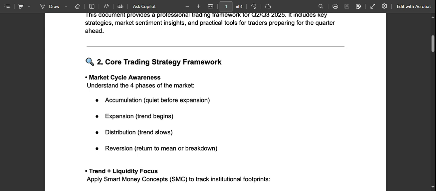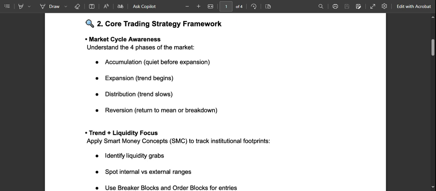Okay, so someone will ask, what is accumulation? We've all learned back in high school that when an object is accumulated, it means it's gathering momentum. Normally in the market, there are stages where we need to identify the accumulation phase, and with that we are also able to find the expansion, distribution, and reversion stages.